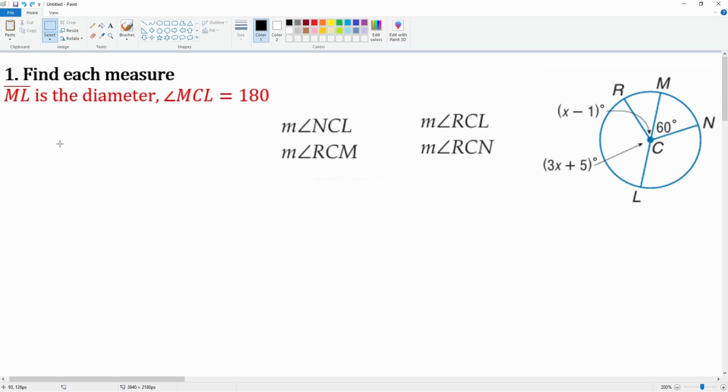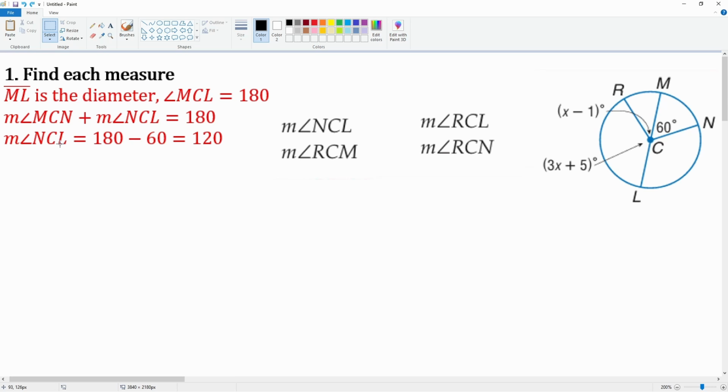Once you get the segment being the diameter, you know the arc that it produces is 180 degrees. That's why I said angle MCL is 180 degrees. There are two angles that make that up: angle MCN and angle NCL. That equals 180. So if you rearrange it and solve for angle NCL, it's 180 minus 60. We have that 60 given, and we know that angle NCL is 120.